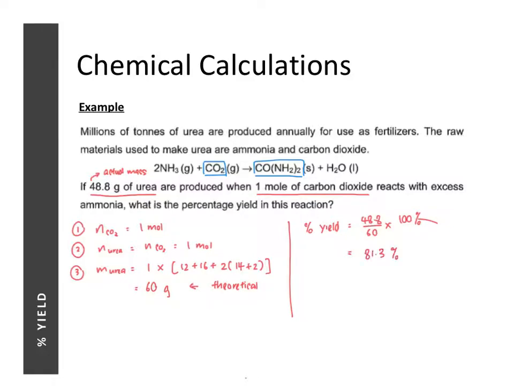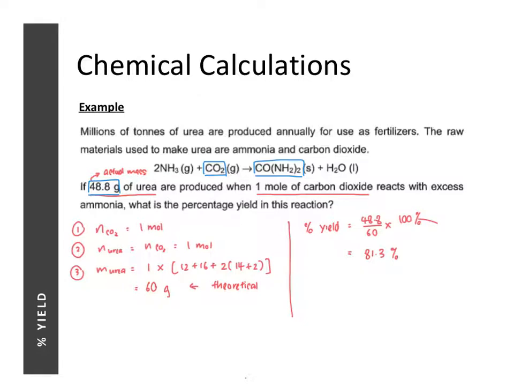Alright, and that will give us a percentage yield of 81.3%. So before we go on to look at the next term, which is percentage purity, just a reminder, percentage yield is equal to the actual mass divided by the theoretical mass times 100%. In 90% of the questions, the actual mass is given in the question. Alright, and we need to find the theoretical mass.